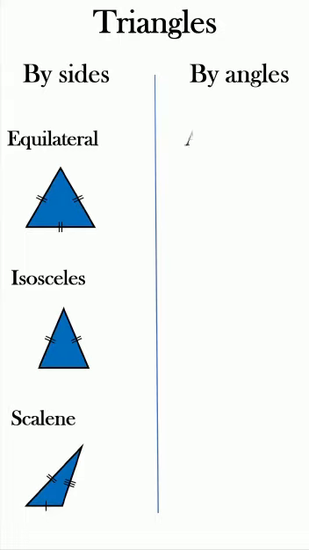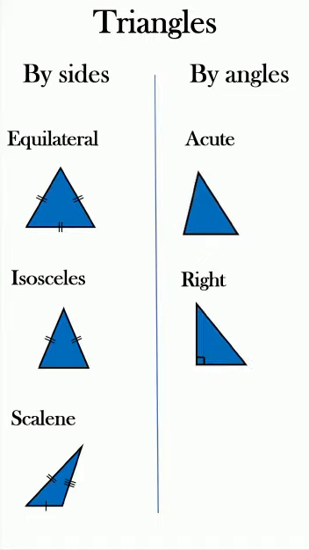We have the acute triangle, which has 3 acute angles, and an acute angle measures less than 90 degrees. Then we have the right angle triangle, which has one 90-degree angle, depicted by the box. Then we have the obtuse triangle, which has an obtuse angle, which is an angle more than 90 degrees.